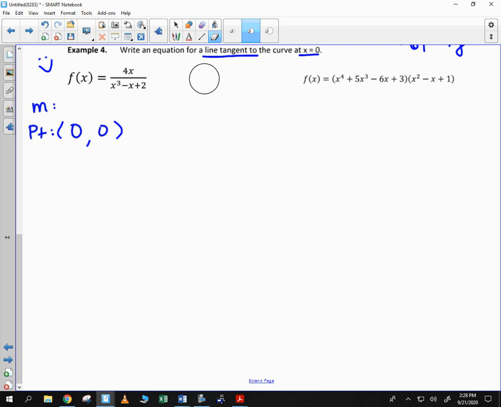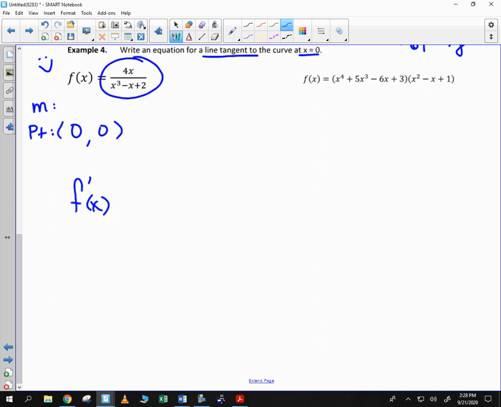How do we find slope? Slope occurs at the derivative. The derivative tells us the slope. So we need to focus on finding f prime of x, the derivative of this, and that will generate for us the slope. I take the derivative of the top, which is 4, leave the bottom alone. The top times the derivative of the bottom. All divided by the bottom squared.